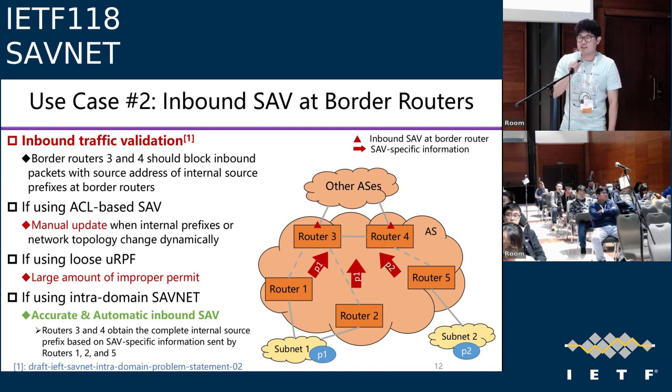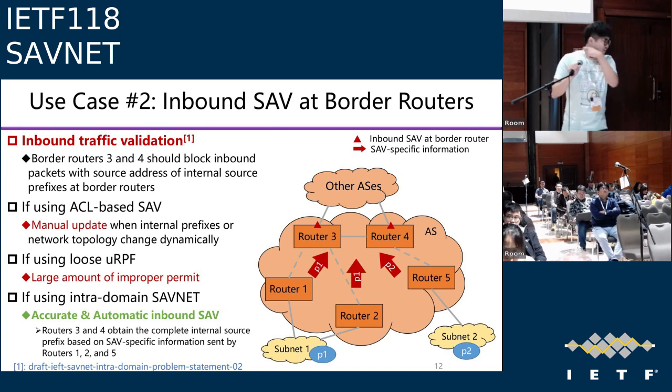Yeah, so for the first question, this is for the inbound SAV, and you mean there may be an automatic tool that can achieve this function, but existing ACL-based SAV needs manual requirements and manual updates. The one important thing is we want an automatic SAV solution to achieve both outbound SAV and inbound SAV simultaneously. This is our aim. And for the second question, we are talking about intra-domain SAV. We usually consider intra-domain routers can be trusted, but we also make some security considerations later. So I will introduce our security considerations later.